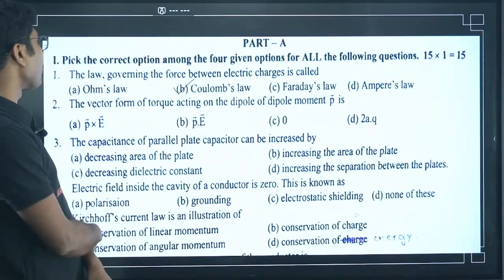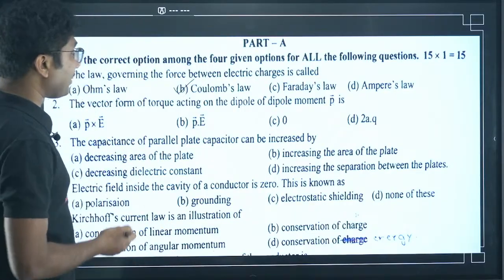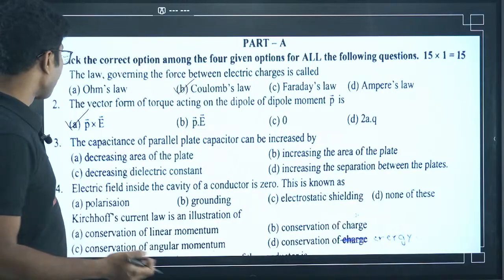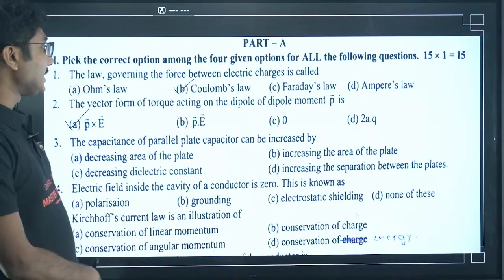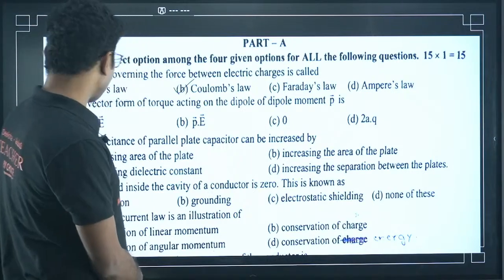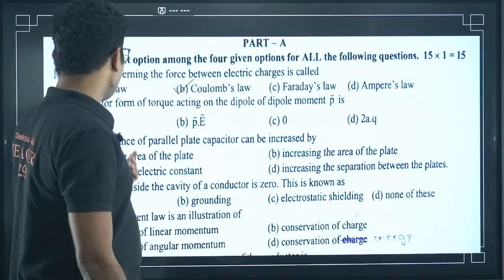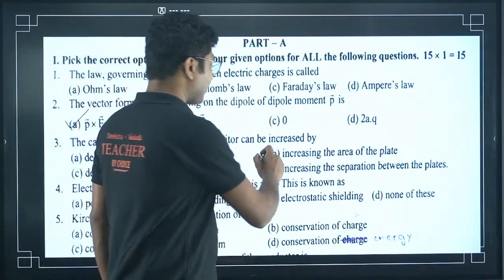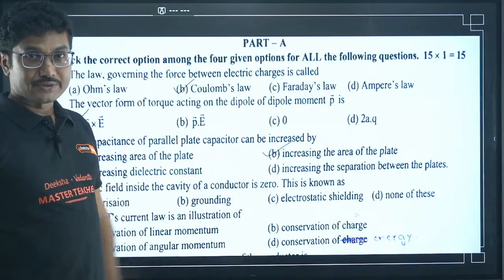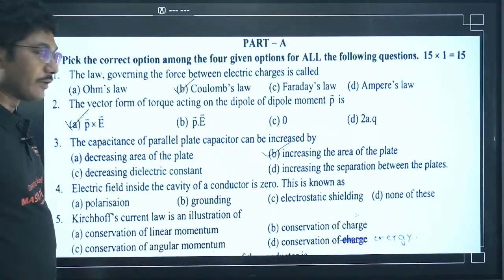Next, the vector product of torque acting on a dipole of dipole moment P vector is given by P cross E. I discussed it in my yesterday's MCQ video. The capacitance of a parallel plate capacitor can be increased by: decreasing the area of the plate, increasing the area of the plate, decreasing the dielectric constant, or increasing the separation between the plates. Capacitance can be increased by increasing the area. If you increase the distance, capacitance will decrease. If you decrease the area, it will decrease, and if you decrease the dielectric constant, again it will decrease.